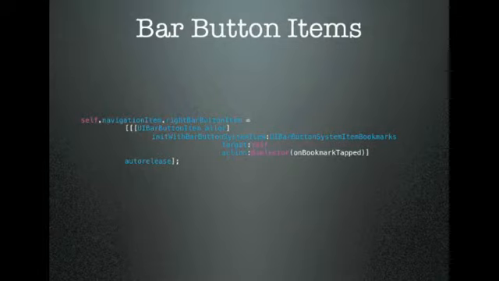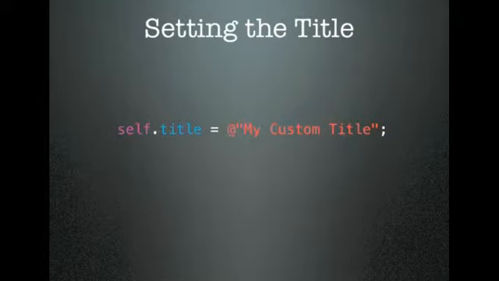You call self.navigationItem.rightBarButtonItem, and you would initialize that to a new UIBarButtonItem instance. You could also set the title from your view controller. In your viewDidLoad, you would call self.title equals my custom title, and that would control both the text that is displayed in the center of the navigation bar when that view controller is visible, as well as the back button.